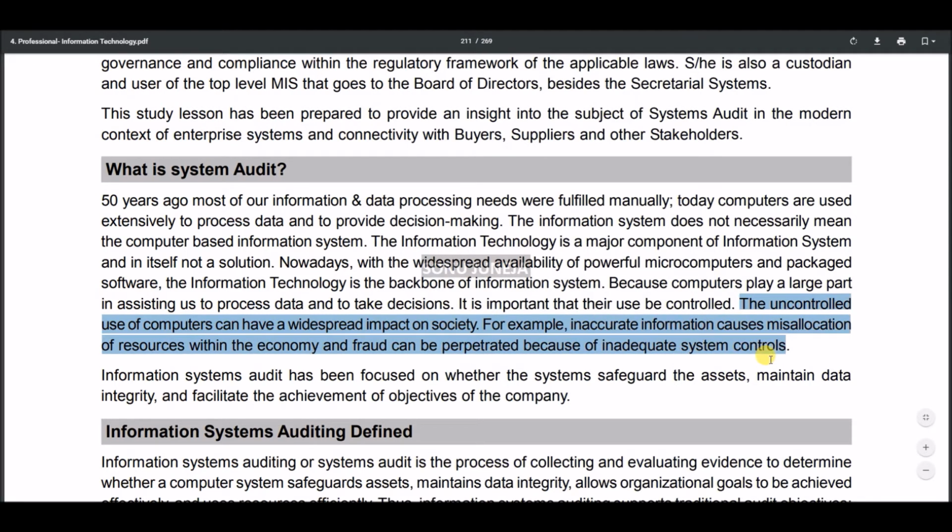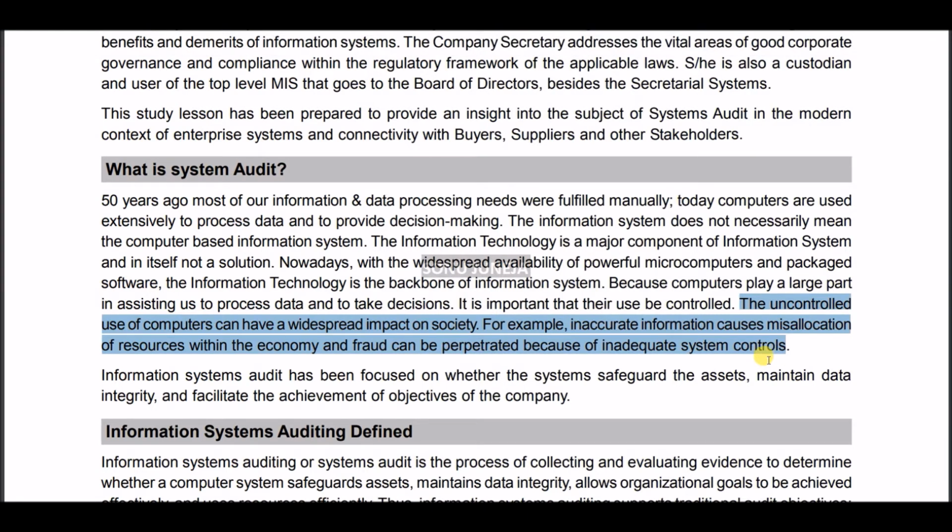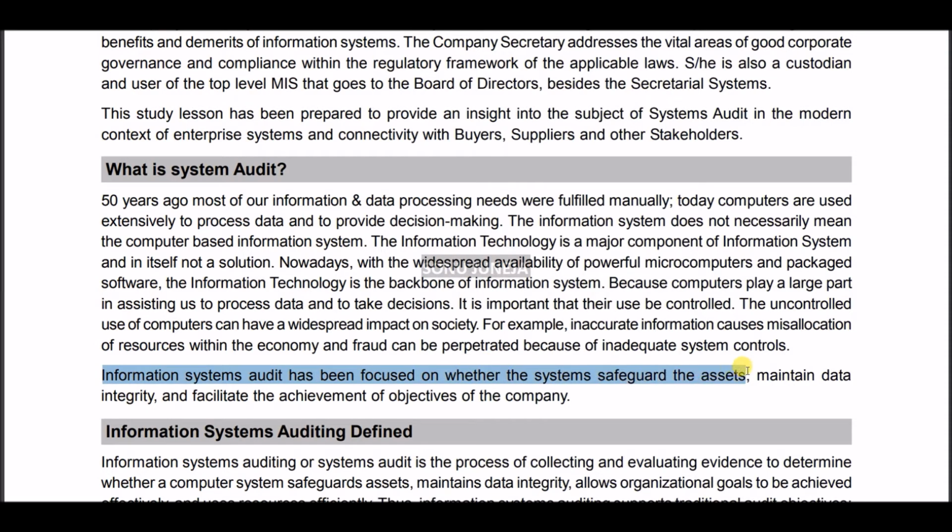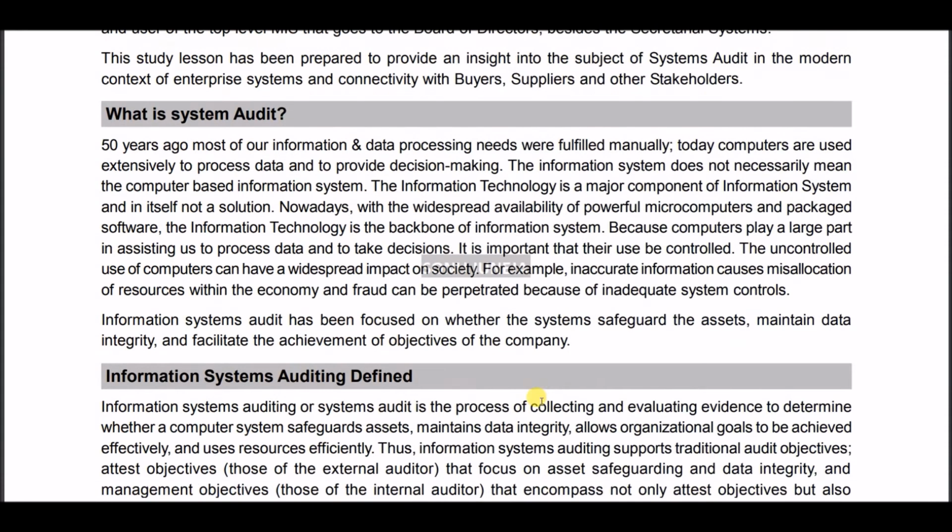So there is a need and greed for information technology, but also a threat, because with more resources, people are getting more and more into information technology, be it laptop computers or phone devices or anything which you deal with electronically. There is a concern, a rise with respect to the security of the same. Now the information system audit is focused on whether systems safeguard the assets, maintain data integrity, and facilitate the achievement of the objectives of the company.